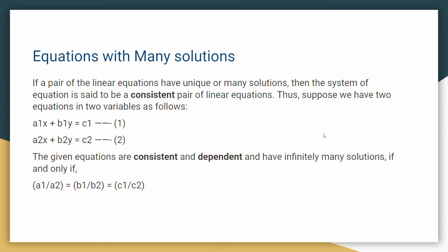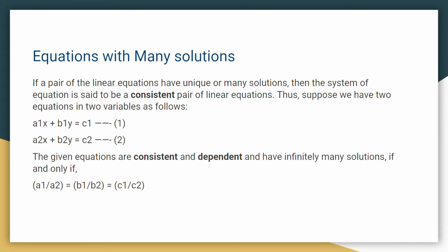To solve a system of equations in two or three variables, first we need to determine whether the equation is dependent, independent, consistent or inconsistent. If a pair of linear equations has a unique or many solutions, then the system of equations is said to be a consistent pair of linear equations. Thus, suppose we have two equations in two variables as follows.